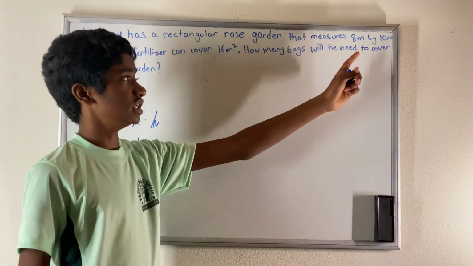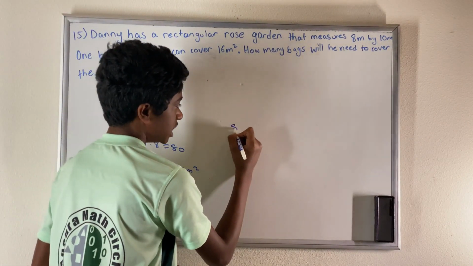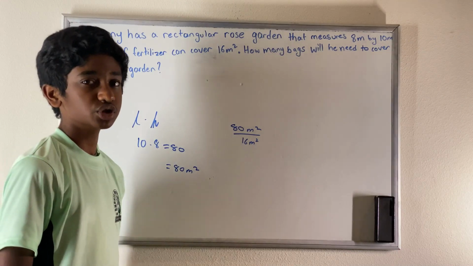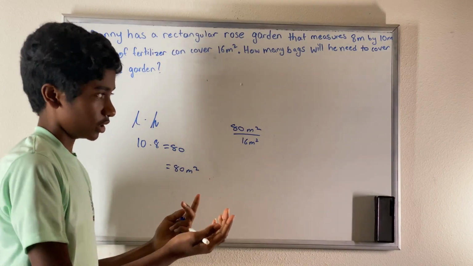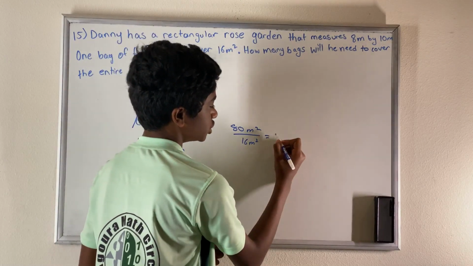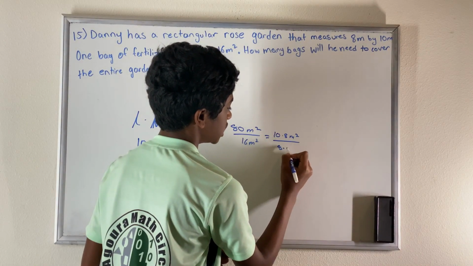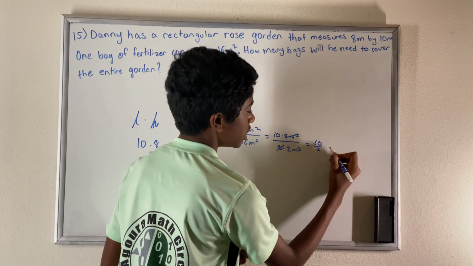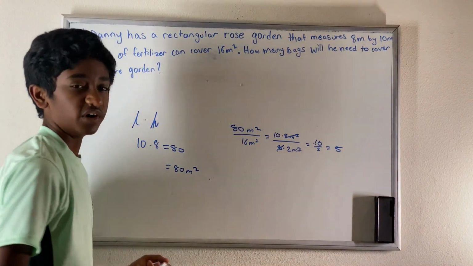Next, we have to find how many bags he will need to cover the entire garden. In order to find the number of bags, we have to divide 80 meters squared by 16 meters squared, because one bag covers 16 meters squared and we have to find the number of bags. That's just 10 times 8 meters squared divided by 8 times 2 meters squared. We can cancel the 8 and the 8, so we're left with 10 over 2, and that's just 5. So it's 5 bags of fertilizer.